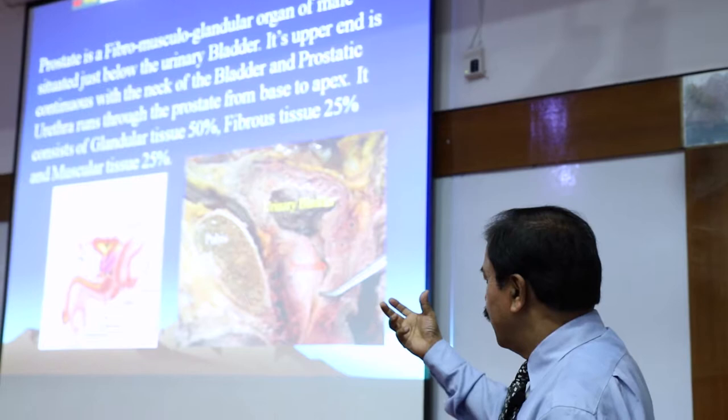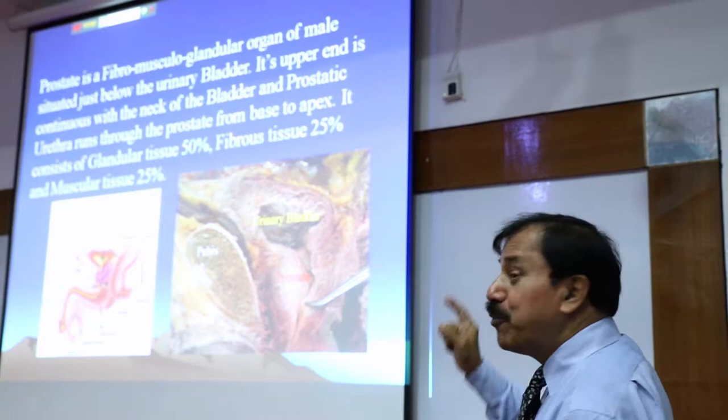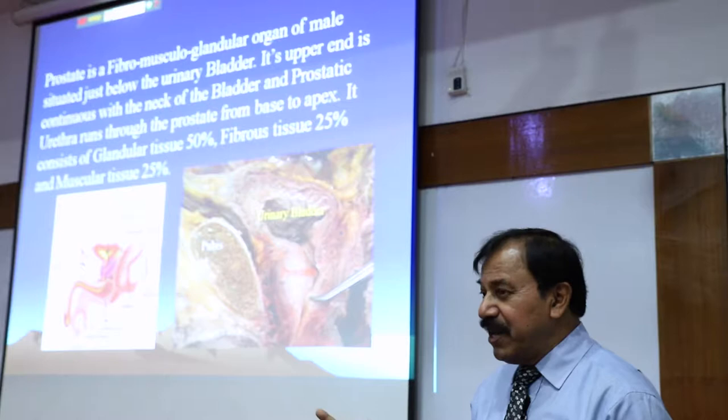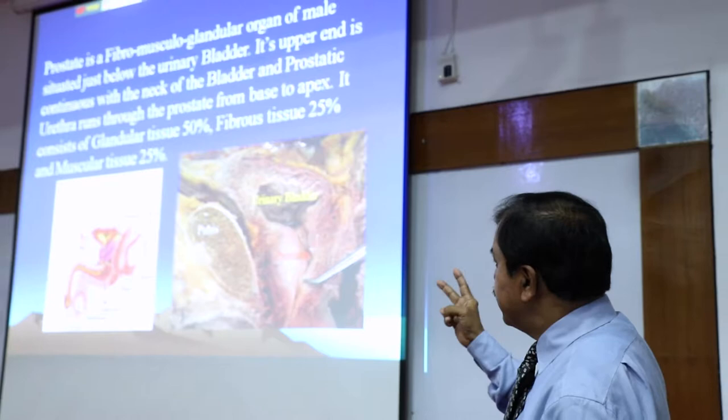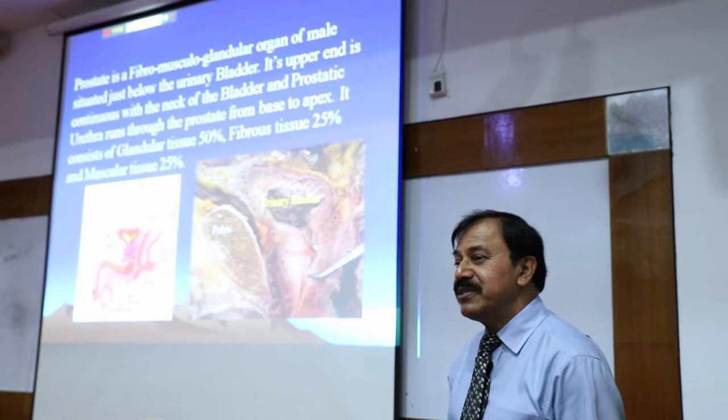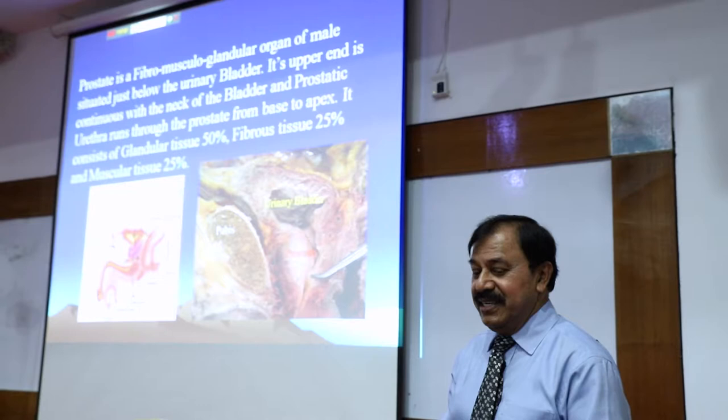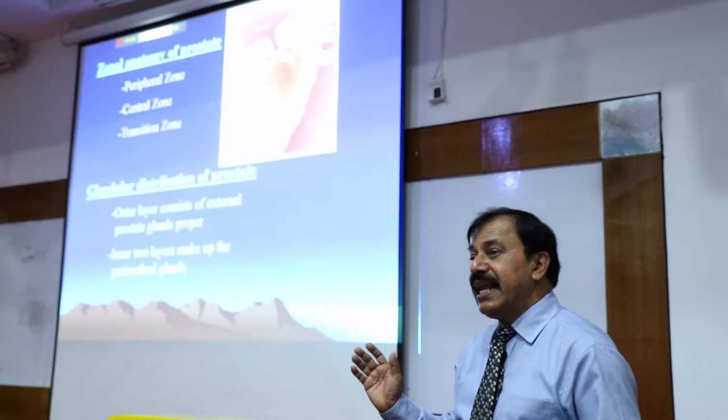So this prostate, if you see, is a fibromusculoglandular organ. Three components are there: fibrous tissue, muscular tissue, and glandular tissue. And this comprises 50% glandular tissue, 25% fibrous tissue, and another 25% muscular tissue. These are the three components comprising this gland. And if you go further, you will see this gland has been classified by different authors in different ways to understand it clearly.